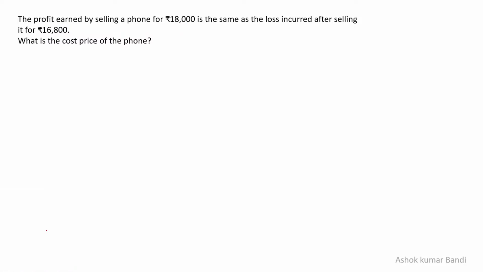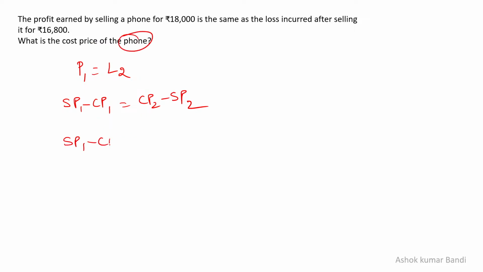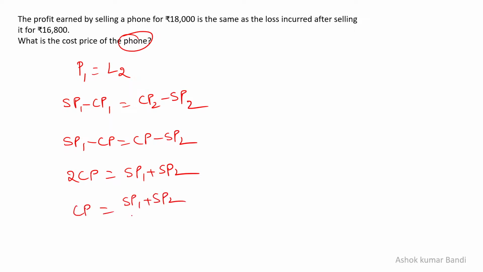Simple as that. Now see, we know that first case profit equals second case loss. Profit is the difference between selling price and cost price, whereas loss is the difference between cost price and selling price. But we know that we are selling the same phone. That means CP1, CP2 both are the same. So I am going to write SP1 minus CP is equal to CP minus SP2. So 2 times CP is equal to SP1 plus SP2. That means CP is equal to (SP1 plus SP2) by 2.